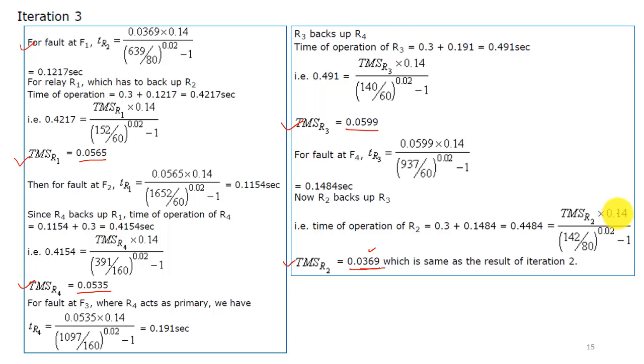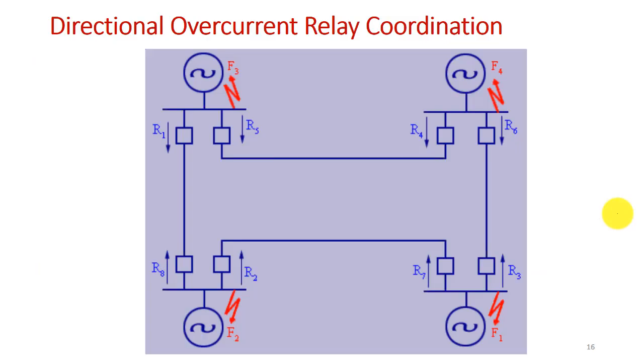So by following similar steps and going through the iterations, when it converges, we'll find the final values of R5, R6, R7 and R8. So this is the way of finding the relay settings in a mesh network. It is an iterative process, right? So this is how we found it for fault one, for different faults in anti-clockwise and clockwise direction, right?